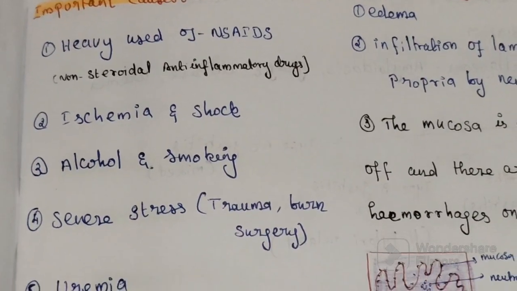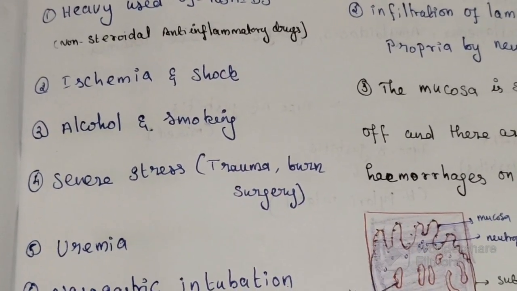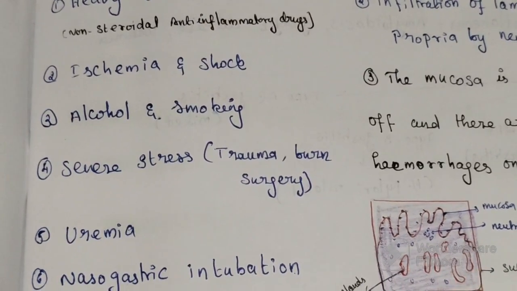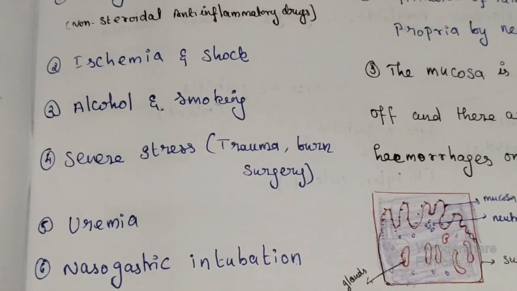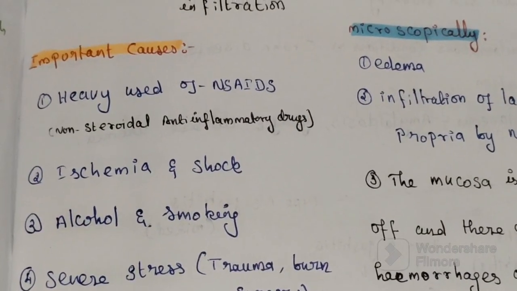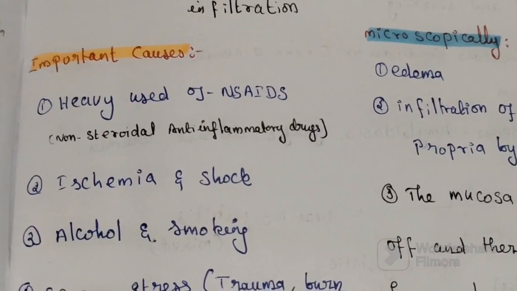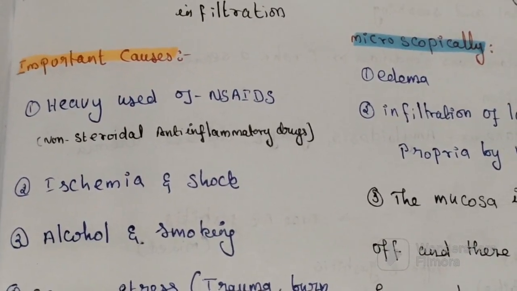These are some other reasons causing acute gastritis: ischemia, alcohol, severe stress, uremia, like that. But the main cause is heavy use of non-steroidal anti-inflammatory drugs.